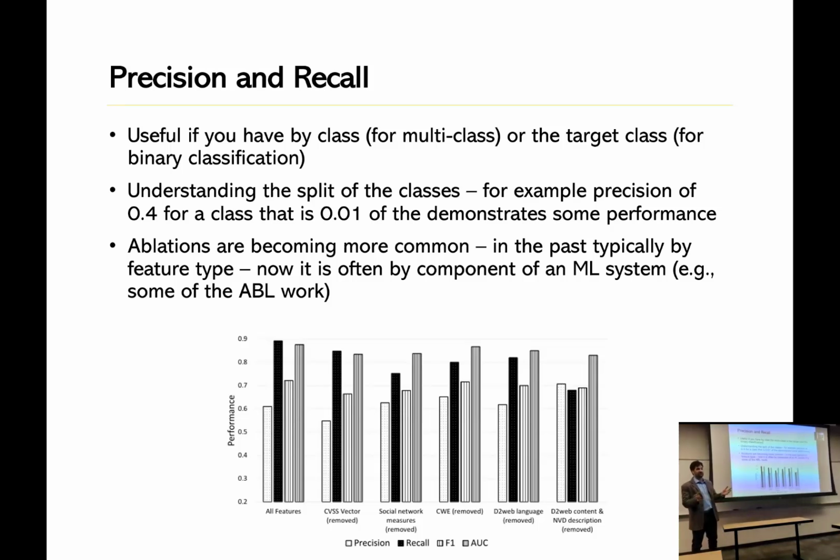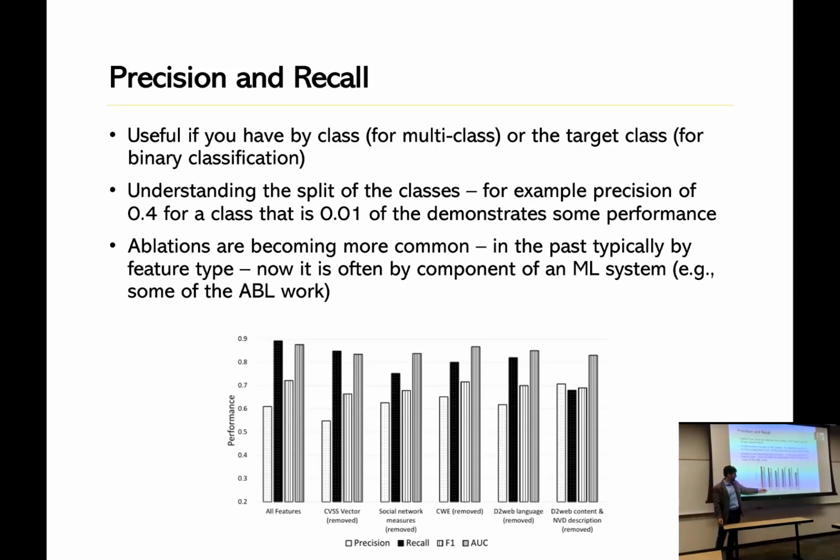What happens often with accuracy measures is they sometimes hide the results of the minority class, and we want to fully understand that at times. Understanding the split of the data is an important factor when you look at these individual metrics. The other thing that I'm seeing a lot more of in the machine learning community, which is a good thing, is ablations. And we'll actually see some ablations in the papers as well.